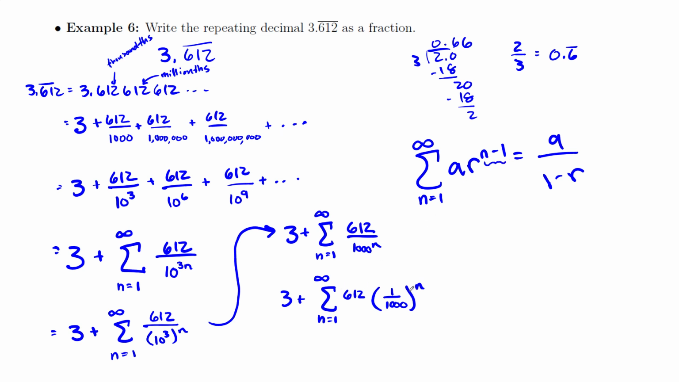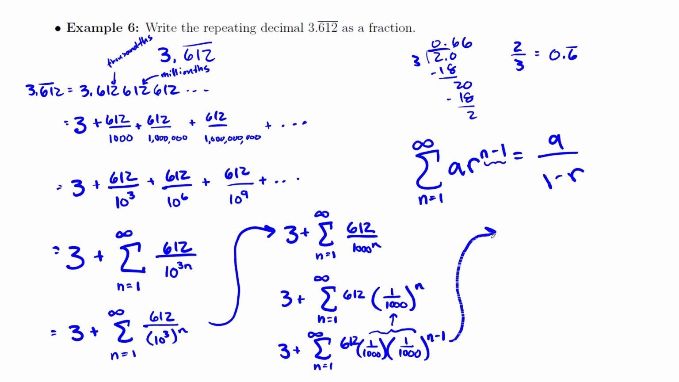Okay, but we've played this game once already, right? What I can do is make this be n minus 1, right? But where did that extra 1 go? Well, I've pulled it out, right? So 1 over 1,000 to the first times 1 over 1,000 to the n minus 1, those put together will equal 1 over 1,000 to the n. So now I've gotten it to n minus 1 legally. And so we're just about there.